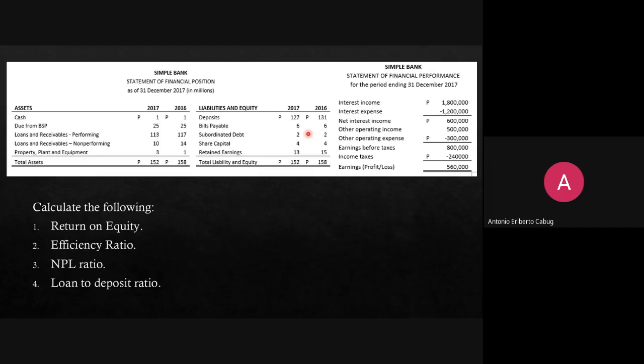The discussion title is Banks Ratio Calculation. It's the discussion feature of the module. The module name is Financial Statement Analysis for Banks, and under that you would find a discussion. I'm talking about the discussion board in Canvas.